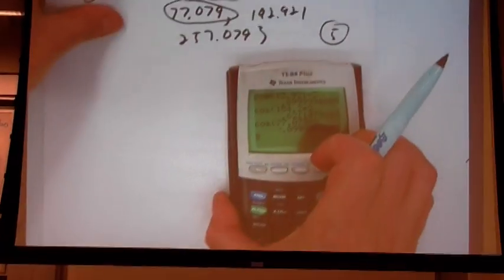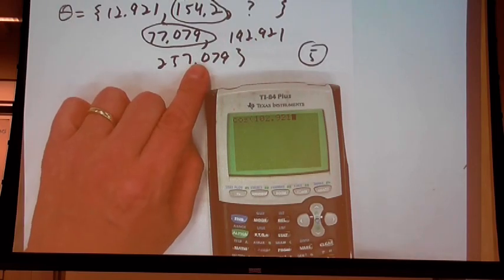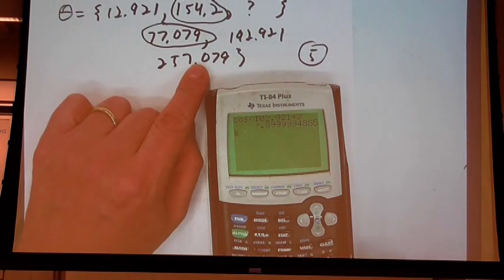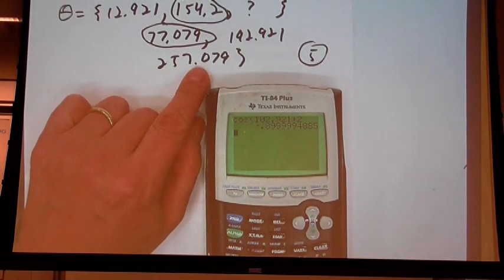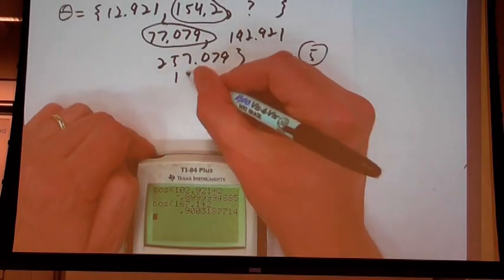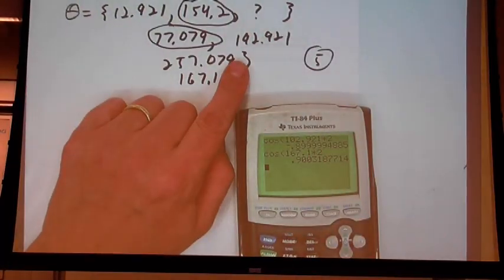All right, let's keep going here. Try 102.921. 102.921 times 2. And another negative. That's not what we want. Then try 167.1. 167.1. That looks good. Oh, that looks like a good one. Nice. 167.1. Let's try these other ones just to see what happens.